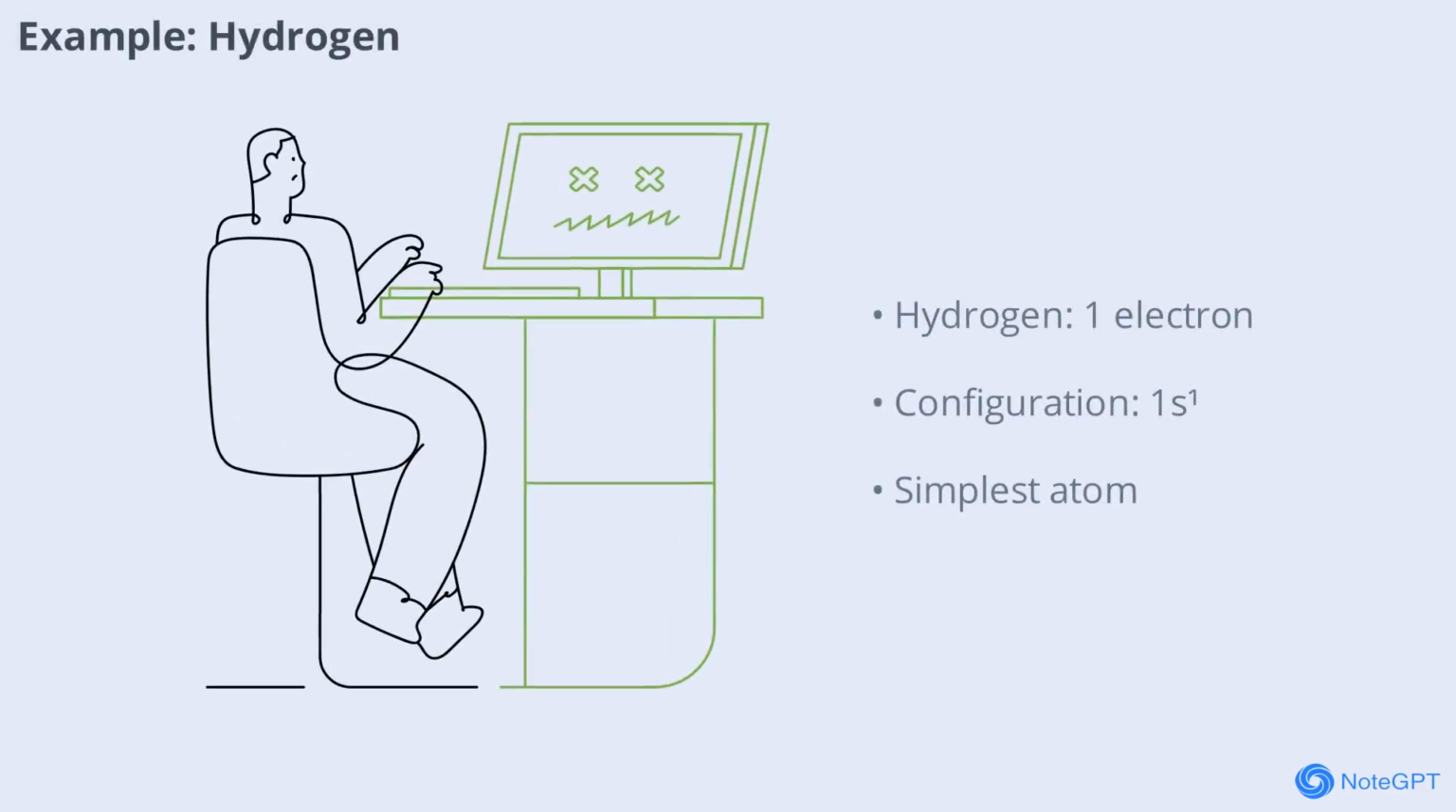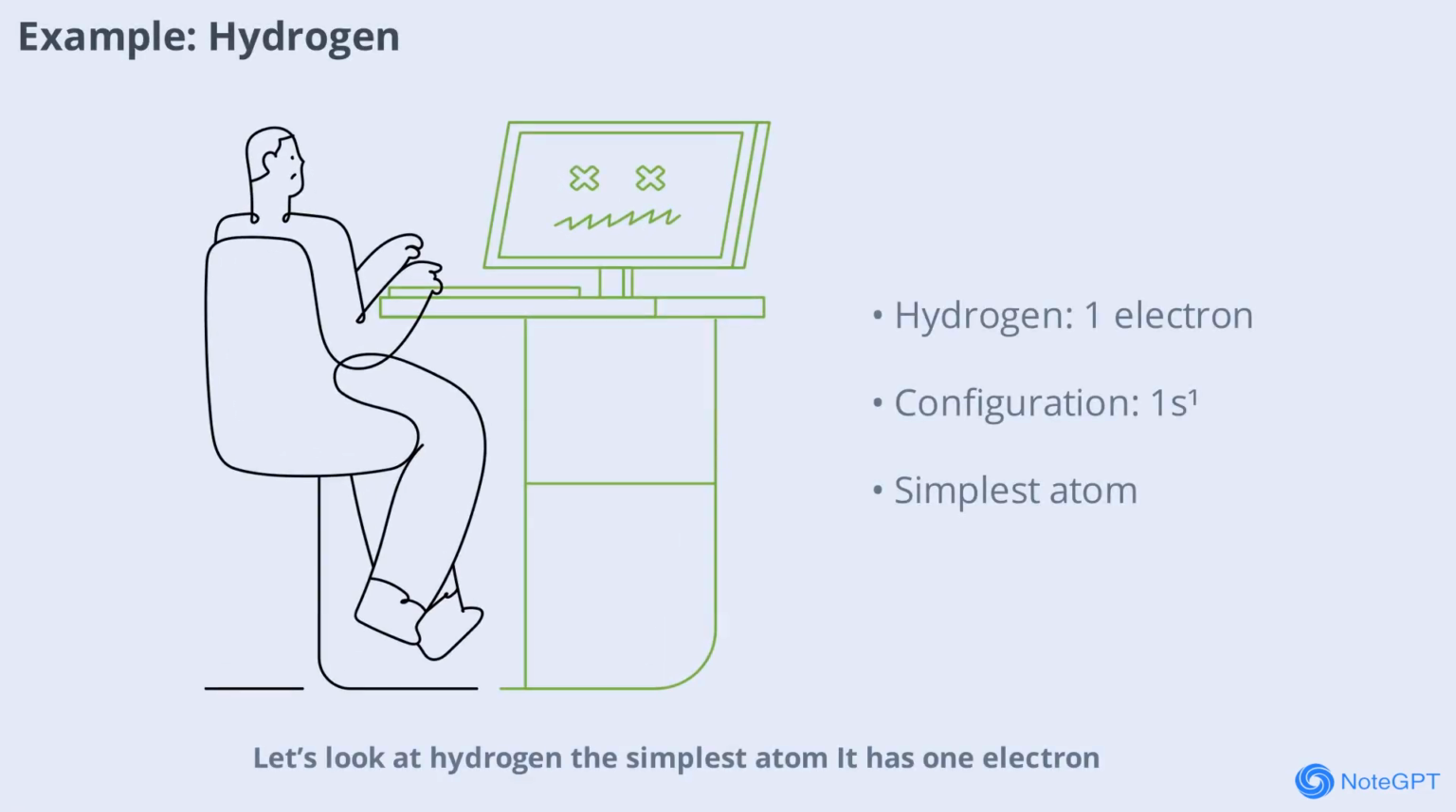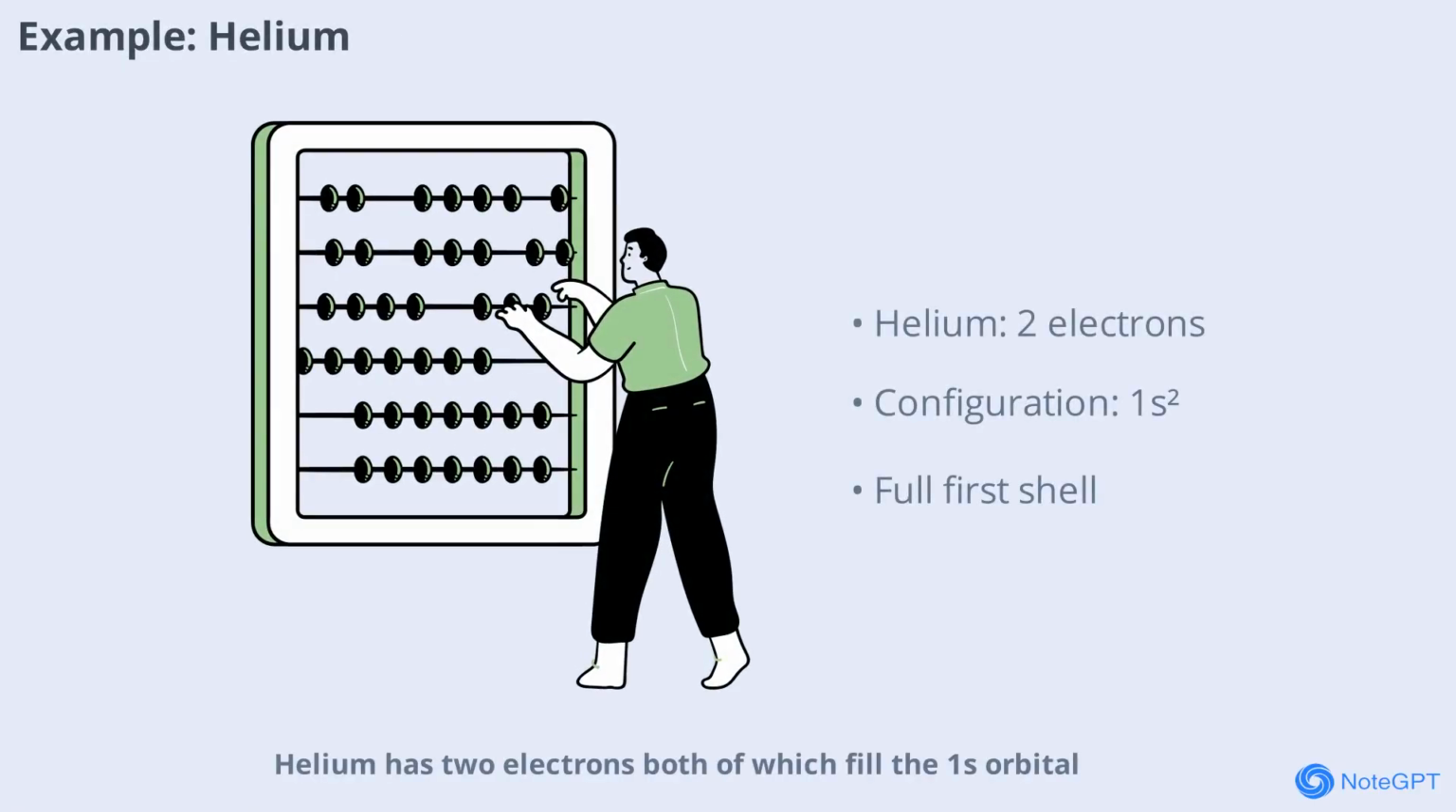Let's look at hydrogen, the simplest atom. It has one electron which occupies the lowest energy orbital, 1s, so its electronic configuration is simply 1s¹. This straightforward example sets the stage for understanding more complex atoms. Helium has 2 electrons, both of which fill the 1s orbital. Its electronic configuration is 1s². With a full first shell, helium is very stable and unreactive, which is why it's classified as a noble gas.